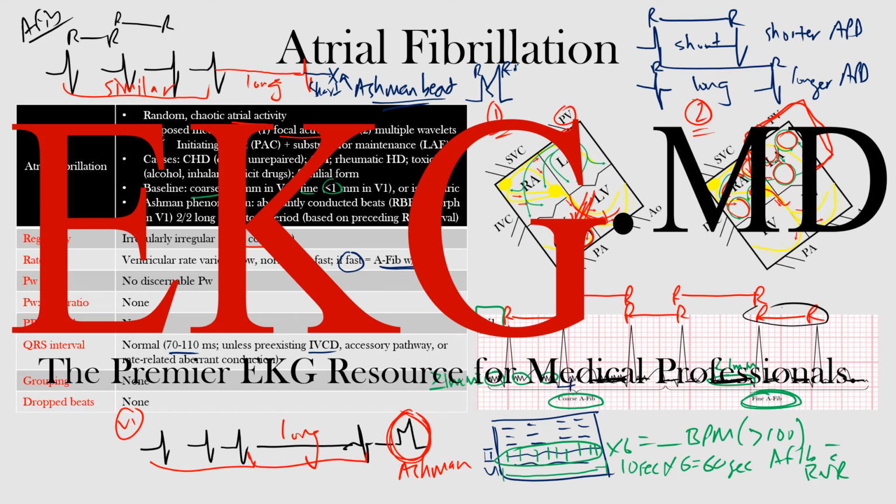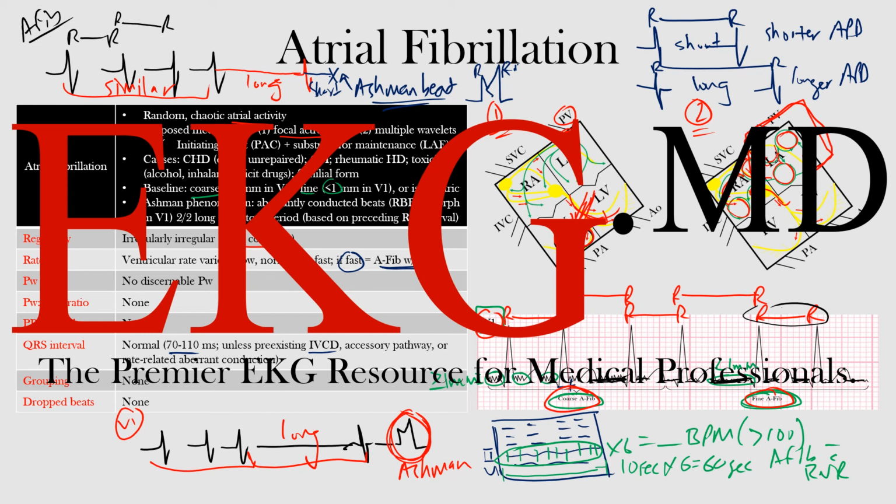Some causes, we mentioned congenital heart disease, especially if it's not repaired, cardiomyopathy, rheumatic heart disease, less common today, and toxicity. You can have it from alcohol, inhalants, any illicit drugs, and remember there's a familial form also involved with this. We talked about the baseline, if it's coarse, if it's greater than or equal to 1 millimeter in V1, so we saw that here, the coarse, and then we saw fine AFib where it was less than 1 millimeter. It can also be isoelectric. If it's isoelectric, remember you're inferring AFib through that irregularly irregular rhythm, the irregular R to R intervals.